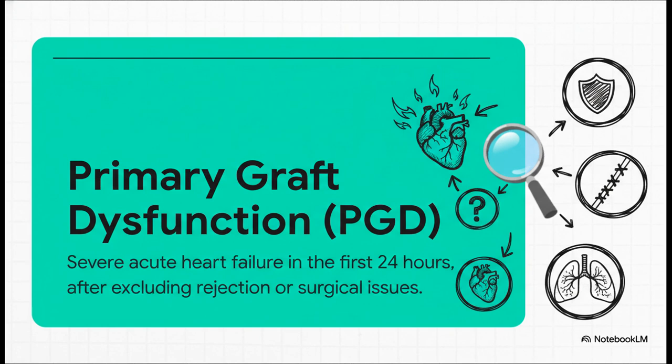And it's important to note that this is a diagnosis of exclusion. Before we can call it PGD, we have to first rule out other causes like hyperacute rejection, a surgical problem, or uncontrolled pulmonary hypertension. What's left is PGD, which we think is caused by a combination of ischemia, reperfusion injury, and other factors related to the donor heart.